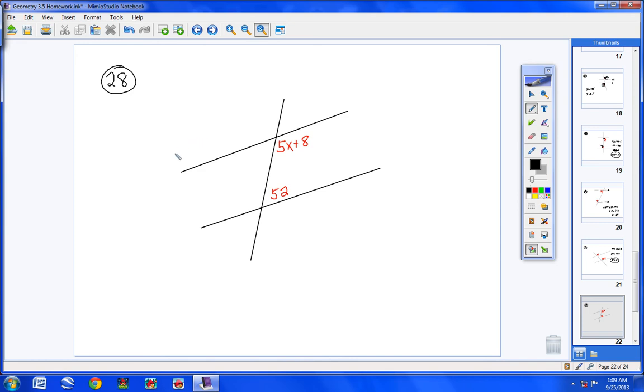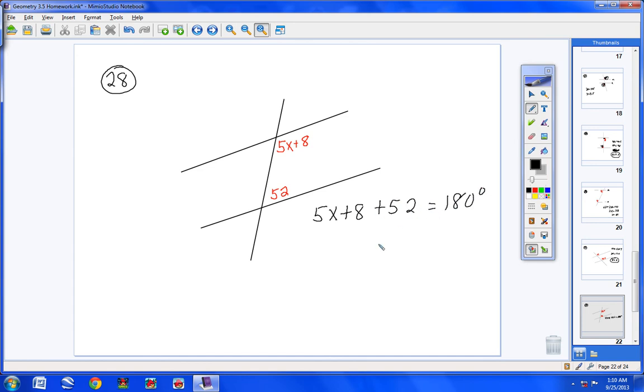Number 28, notice we have two angles on the interior, and they're on the same side of the transversal. We call those two angles same side interior angles, or consecutive interior angles. And whenever two lines are parallel, same side interior angles are not congruent, they're supplementary. So I take my top angle, 5x plus 8, and I add the other angle to it, which is 52, and all of that should equal 180.